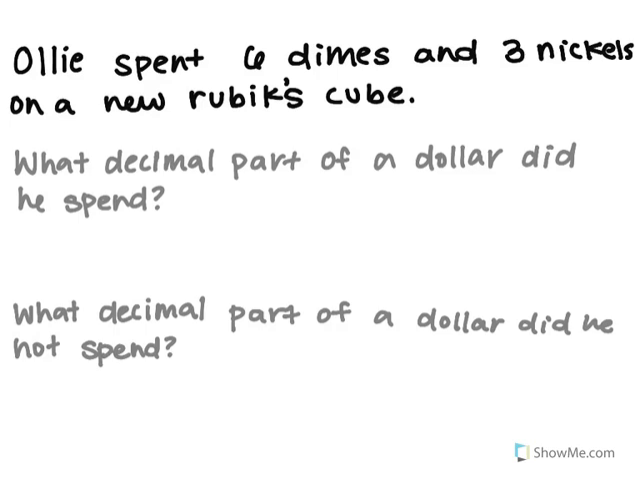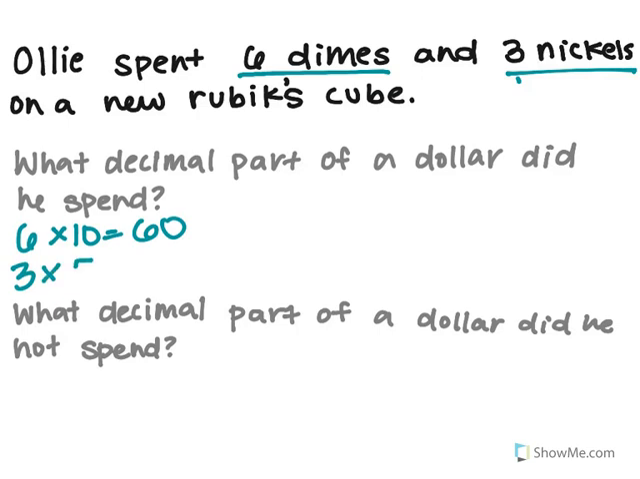Okay, try this one completely on your own. When you're ready, turn it back on and check your answer with me. Okay, so by now you should have worked the problem out on your own and you should be checking your answers. So the important information in this is 6 dimes, 3 nickels. So it wants to know the part of the dollar he spent. So he spent 6 dimes. Dimes are worth 10 cents each, so that would be 60. Then he spent 3 nickels. Each nickel is worth 5 cents, so that would be 15. If I added these together to figure out what my total amount was, I would have gotten 75 cents.